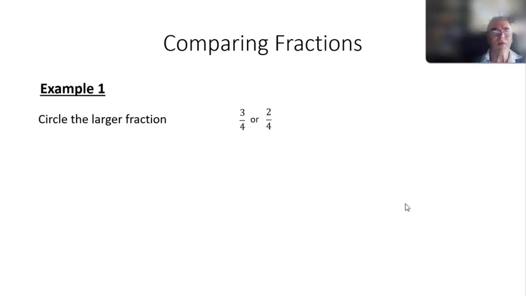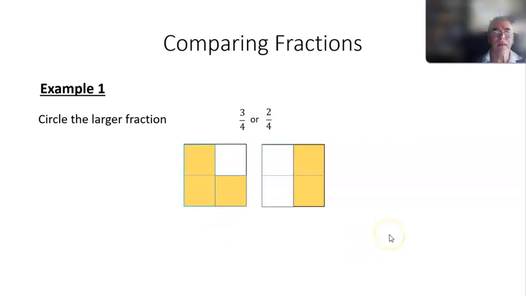So here's an example. We want to circle the larger fraction. So we've got 3/4 or 2/4. Well, 3/4 looks like cutting a shape up into 4 equal pieces and shading 3 of them. And 2/4 looks like cutting a shape into 4 pieces and shading 2 of them.